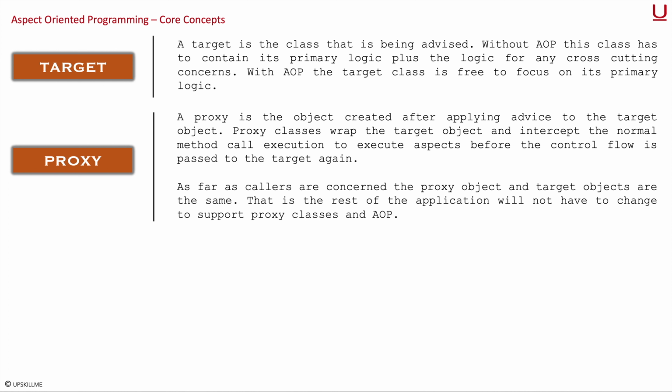Proxy. A proxy is the object created after applying advice to the target object. Proxy classes wrap the target object and intercept the normal method call execution to execute aspects before the control flow is passed to the target again. As far as callers are concerned, the proxy object and the target object are the same. That is, the rest of the application will not have to change to support proxy classes and AOP.